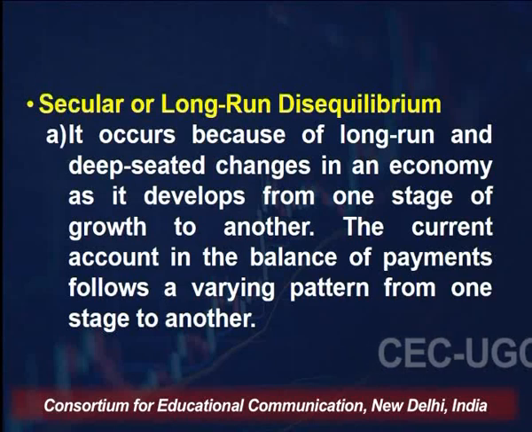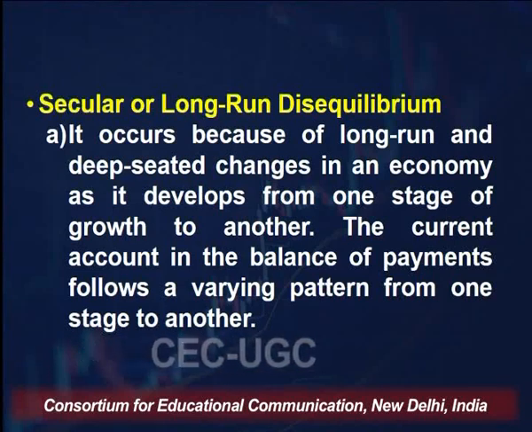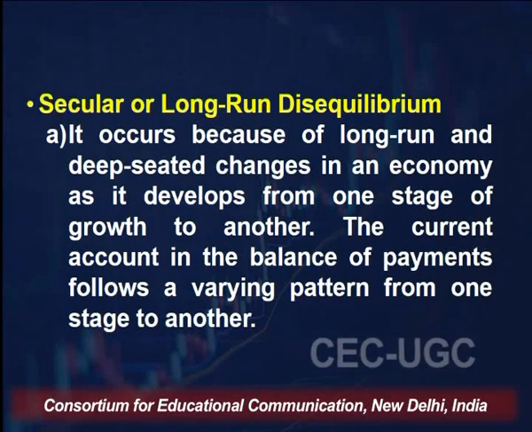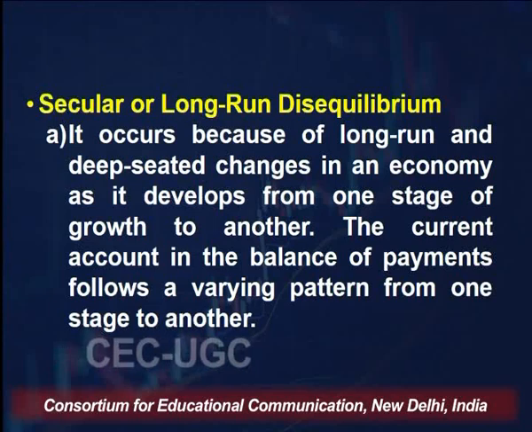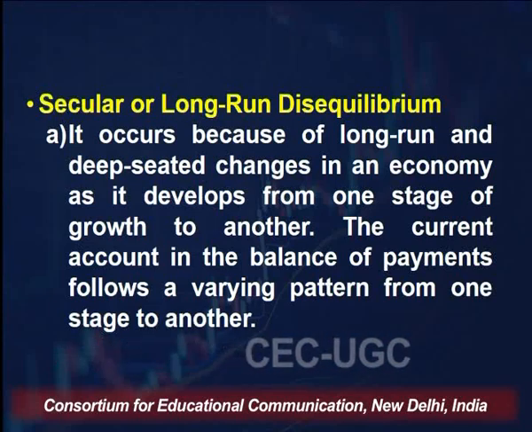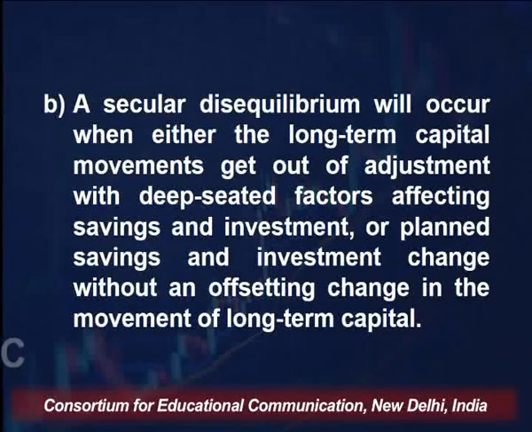Second is secular or long run disequilibrium. It occurs because of long run and deep seated changes in the economy as it develops from one stage of growth to another stage. So the current account in the balance of payment follows a varying pattern from one stage to the other stage.